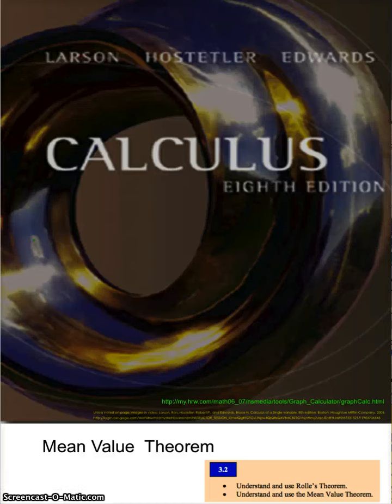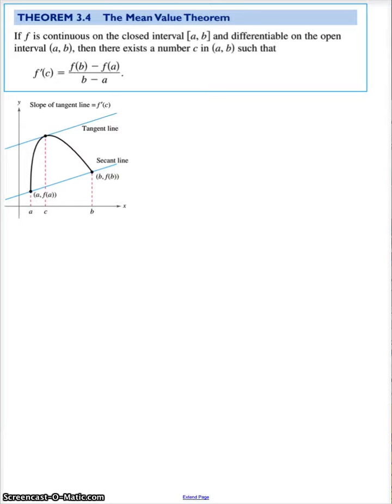One of the most important theorems in calculus is the mean value theorem. Let's start. First of all, write it down. The mean value theorem states that if f is continuous on a closed interval, a to b, and differentiable on the open interval, then there exists a number, c, in (a, b) such that the derivative of the function evaluated at c is equal to f of b minus f of a divided by b minus a.